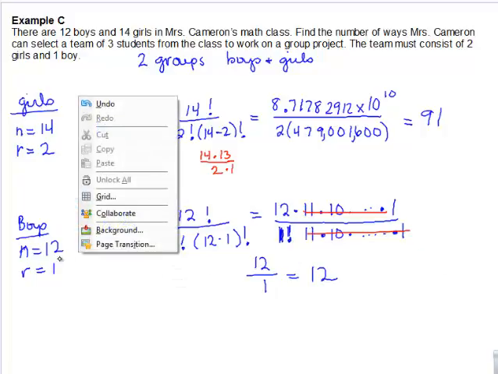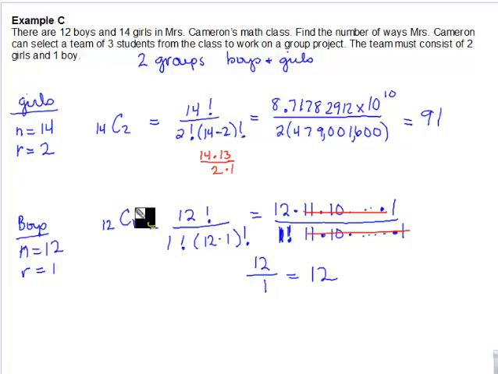If R is 1, then there's only 12 different ways to pick one person out of 12, right? So like if I had 20 people, but I want to pick one of them, there's only 20 ways to pick that one person. Does that make sense? So if R is 1, you don't have to calculate. This is just your number right here.